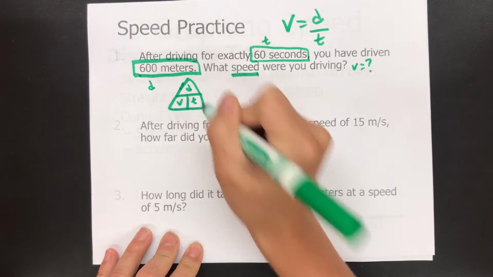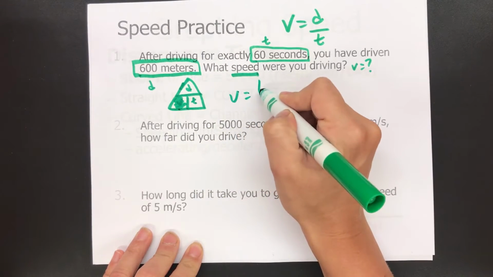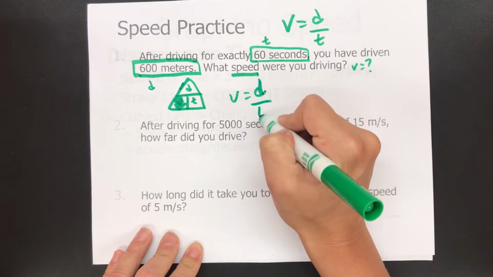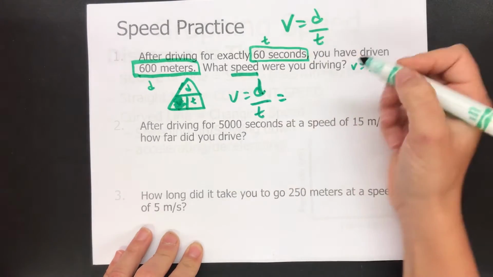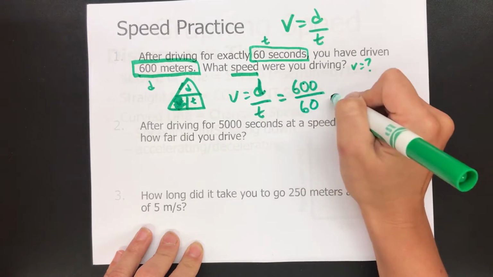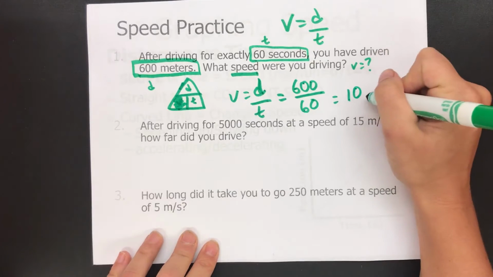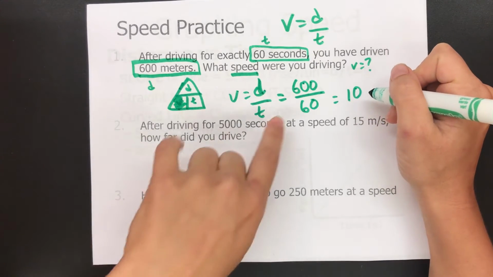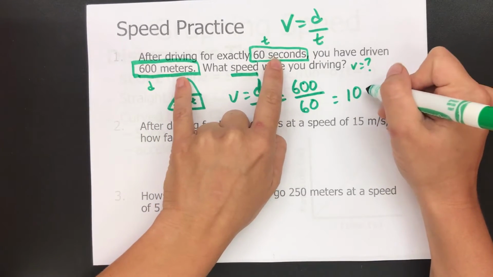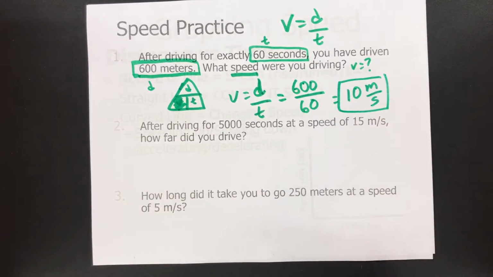Remember, the triangle is going to look the same every single time. We're looking for V, so you get V equals D over T. And all you got to do is plug it in. So you get 600 divided by 60. So 600 divided by 60 is 10. And then the units, when you're looking for speed, all you're going to do is combine them. So meters per second. And that is it.